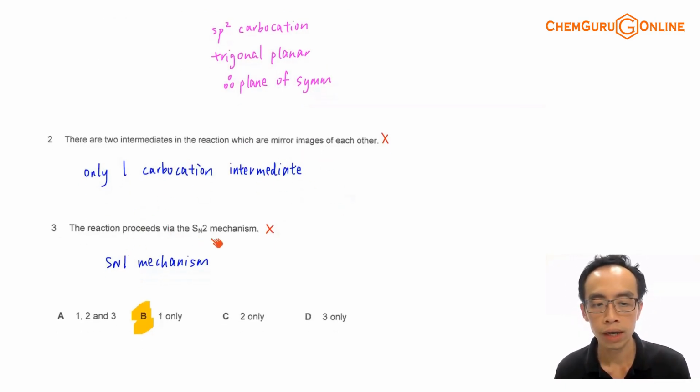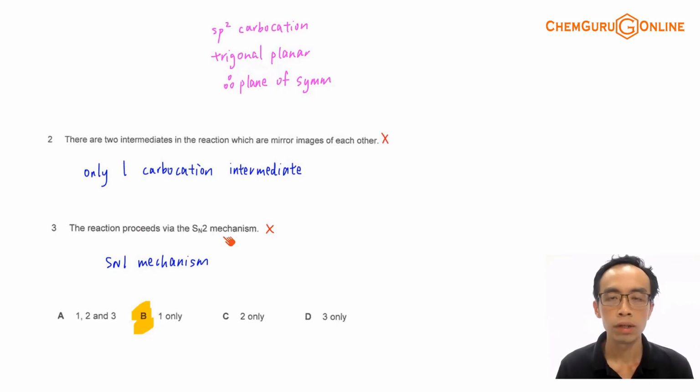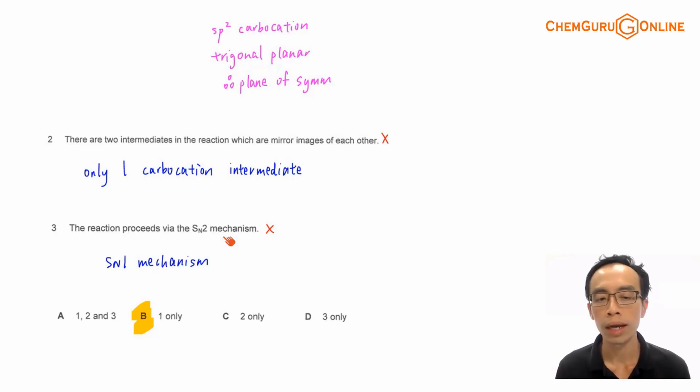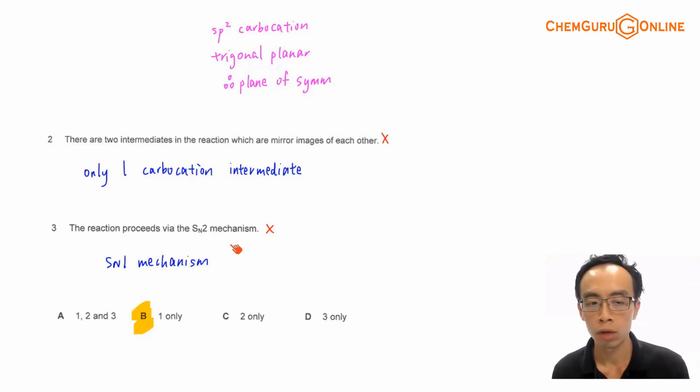Number 3, reaction is via SN2. This is clearly wrong. Involving the mechanism that forms a carbocation that ultimately gives me a racemic mixture, the mechanism has to go by SN1 mechanism. SN2 mechanism is a one-step reaction, and I will not end up with a racemic mixture if it goes by SN2 mechanism. Out of the 3 statements, only statement number 1 is correct, so the answer to this question will be B.